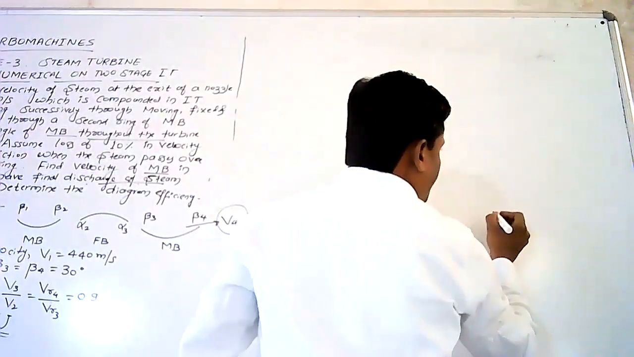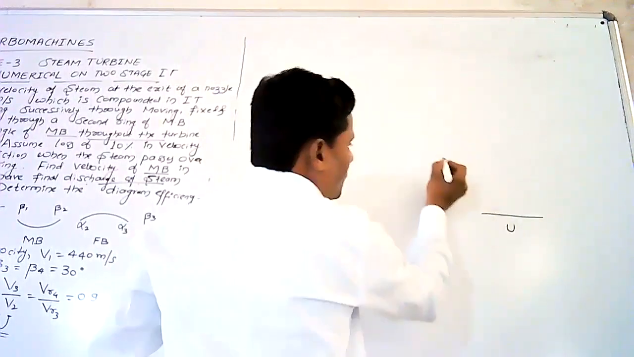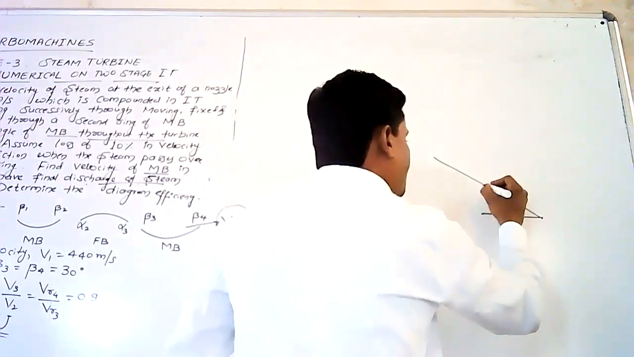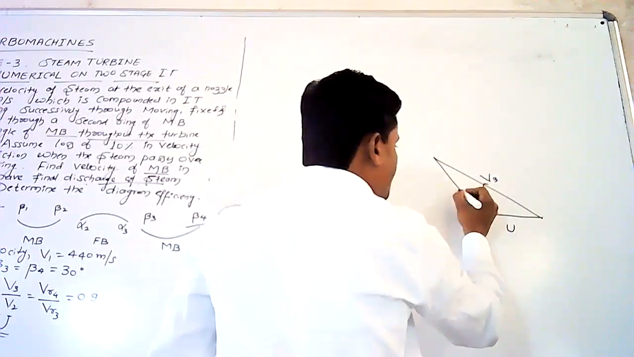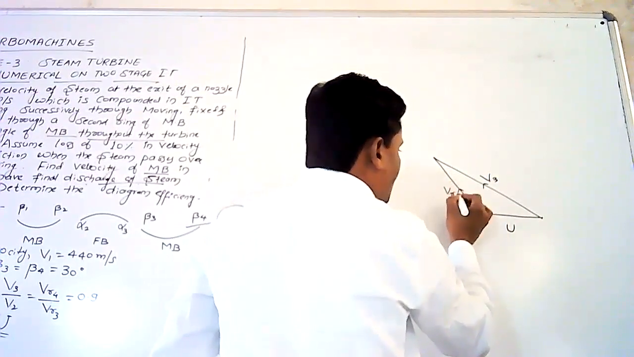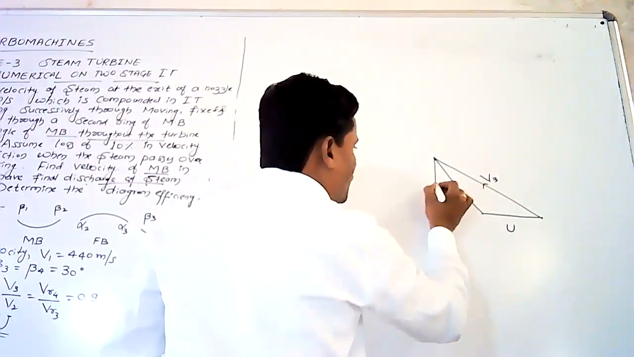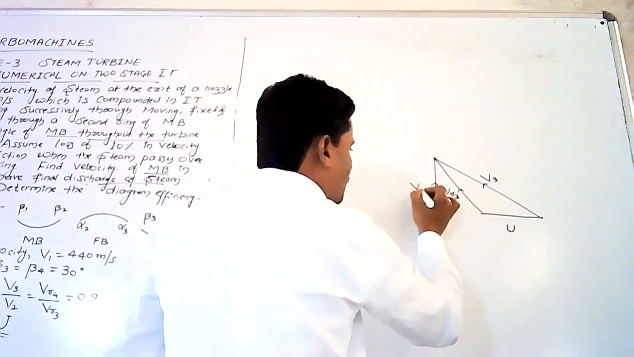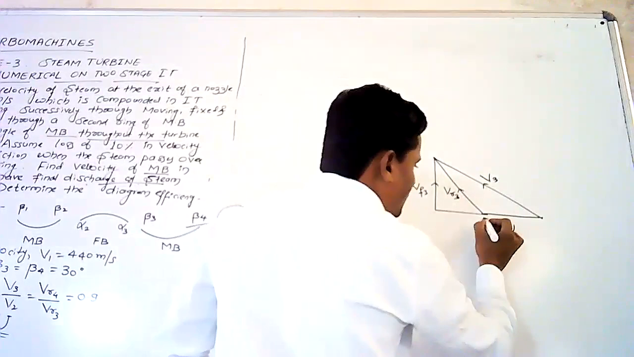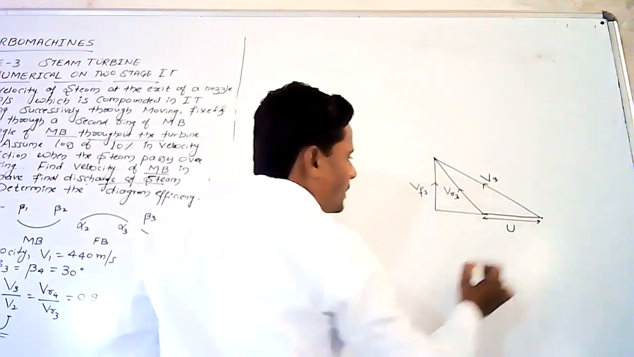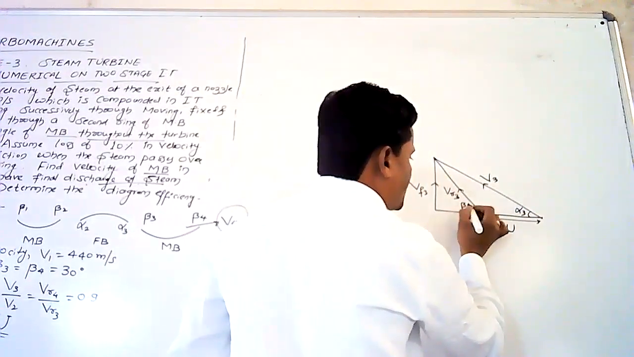Let us start with the second stage. This is the second stage where U is as it is, and we know that in the second stage the inlet velocity will be V3, and it has two components, horizontal and vertical. Vr3 is the relative velocity, and V3's vertical component is Vf3. Just join these two points. This is a common base U. So this is alpha 3, and this is beta 3.